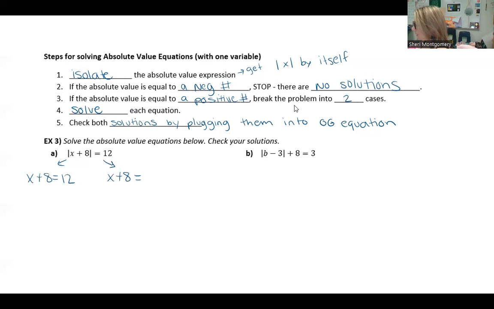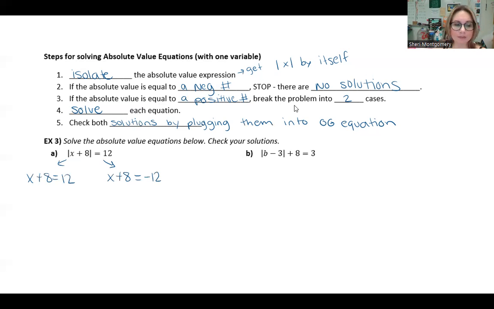The second one, we have to change the sign. So I have it exactly the way it looked, and then the other one has to be equal to negative 12. And this is because when you take the square root, you have both of those cases. And now we just solve it. You solve two of them.